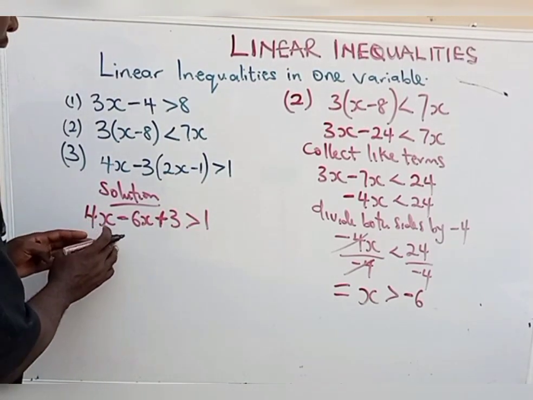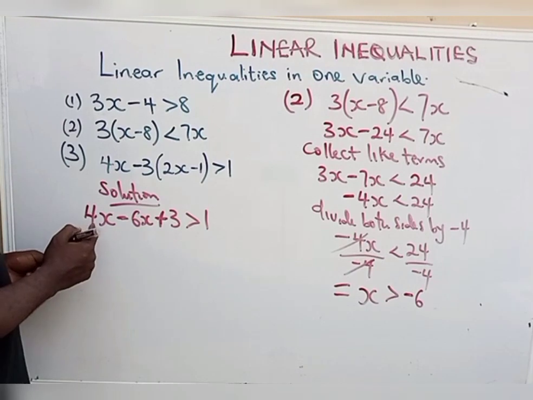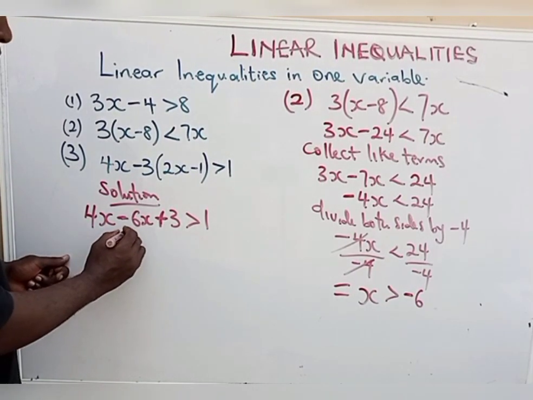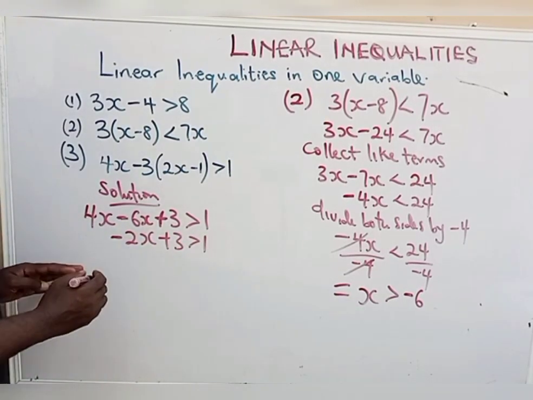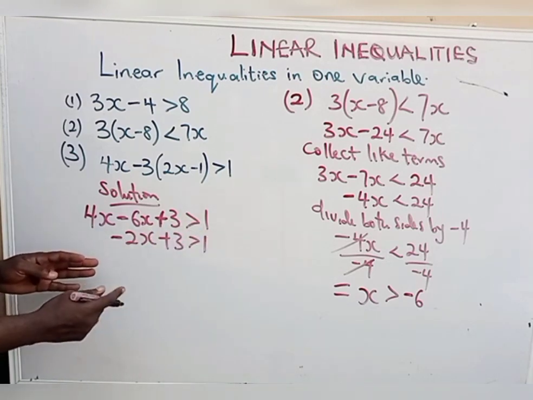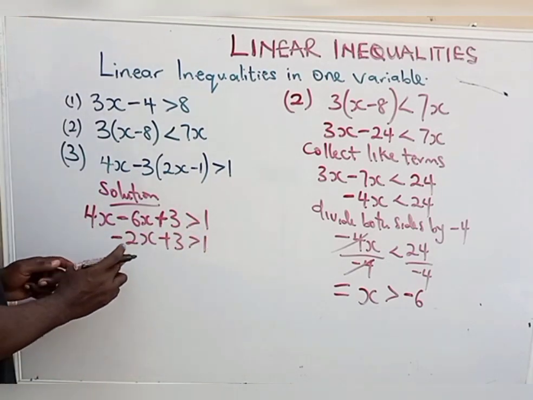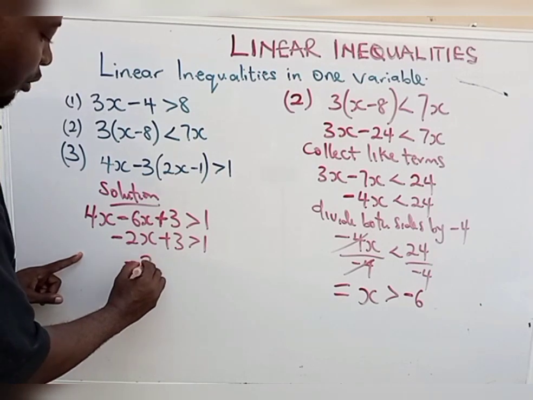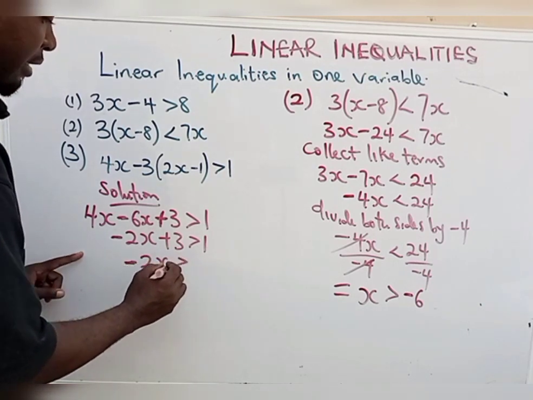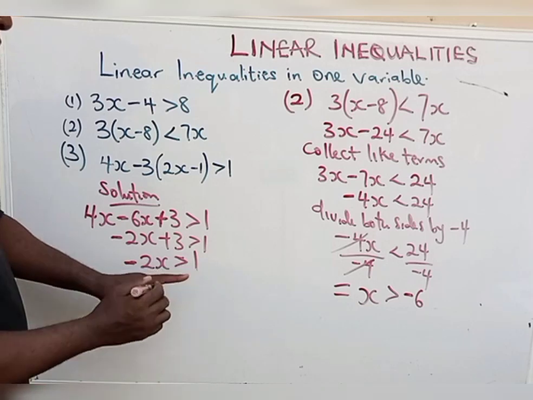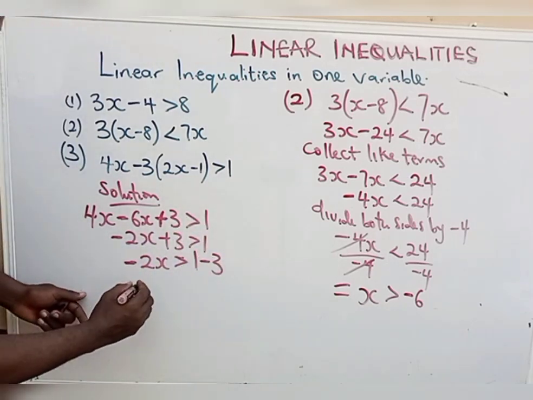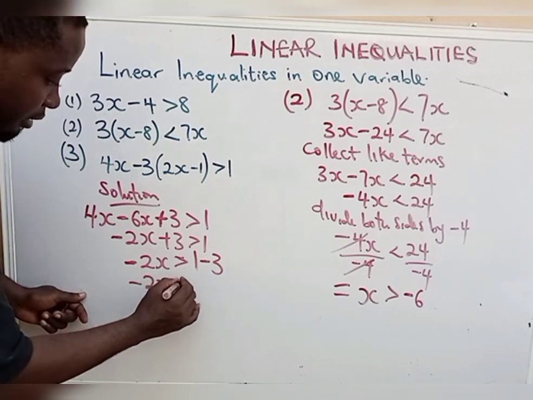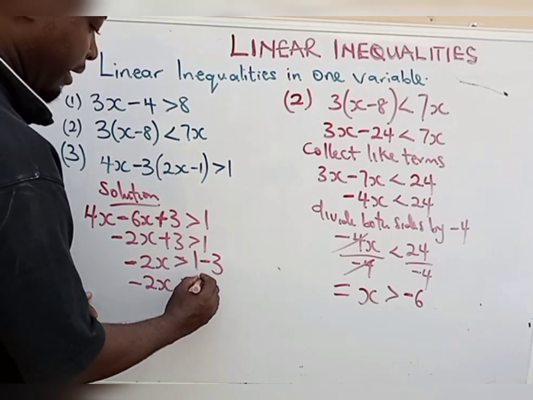Then let's collect like terms. Okay, before I collect like terms, let me quickly subtract this. 4x minus 6x, I'm going to be left with minus 2x plus 3 greater than 1. So the next thing is to rearrange by collecting the like terms. In order to collect the like terms, I'm going to have minus 2x here. And at this side, I will have 1. The plus 3 will move to this side, it becomes 1 minus 3. Then I will be left with minus 2x greater than minus 2.